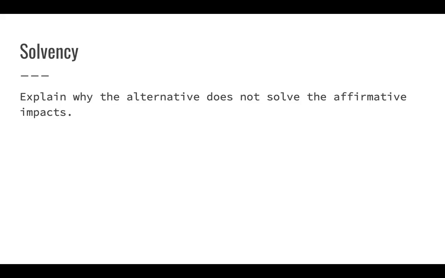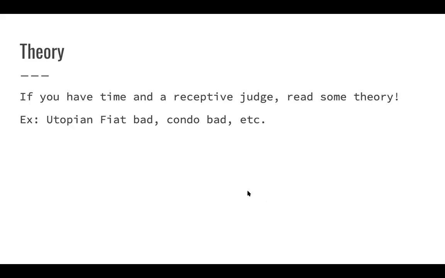So you're still severing out of, say, your theory of change, your representations, etc. Theory: if you have time and a receptive judge, read some theory. Utopian fiat bad, condo bad. There's all sorts of theory that you can read on Ks. Will is going to give a theory lecture later that will expand on this more.